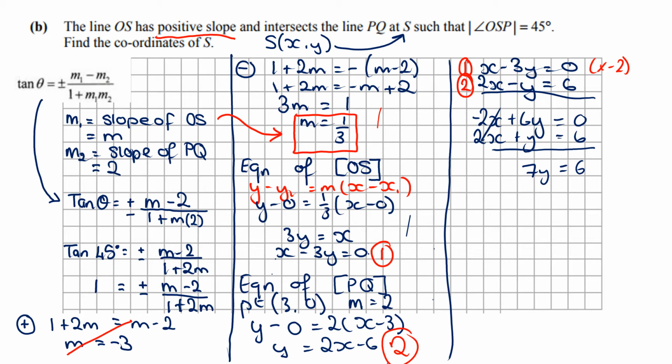Sorry, apologies. I have the wrong sign there. It should be a minus y, and that leaves us with 5y equals 6. So y is equal to 6 over 5, or if you're putting in decimal, 1.2.